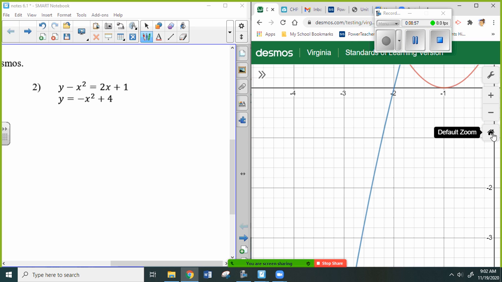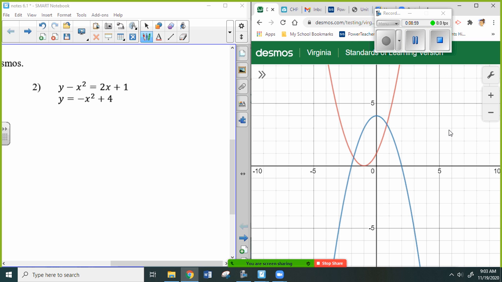Hit the home button, especially if you've rearranged your previous screen. And then remember, you just have to click on one graph. A lot of gray points might pop up, but the ones you need are the ones where the two graphs cross each other. Are you with me?